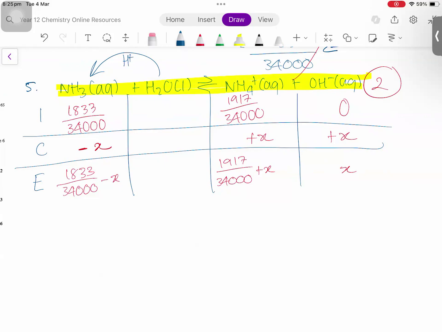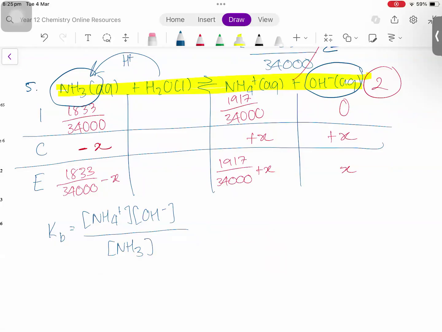I'm doing Kb. This is a base. The other way to figure it out is you've got hydroxide. Okay, so this is Kb. You've got NH4 plus OH minus divided by NH3.